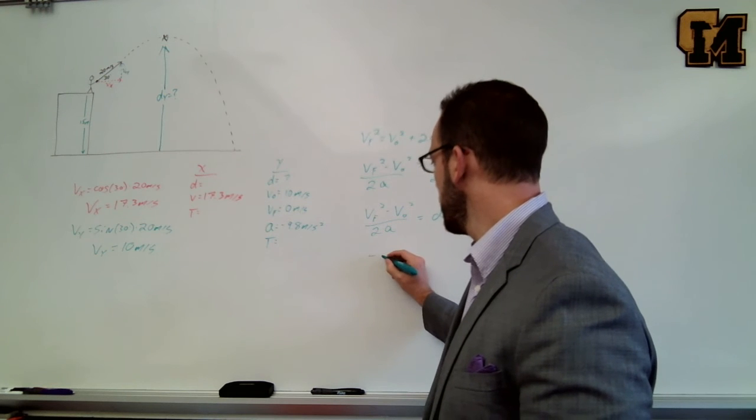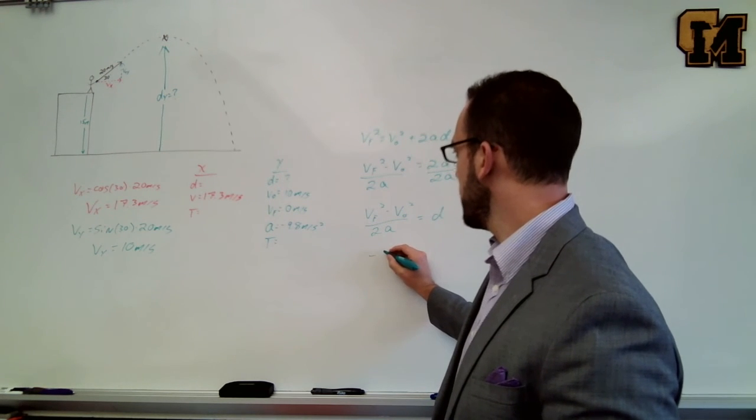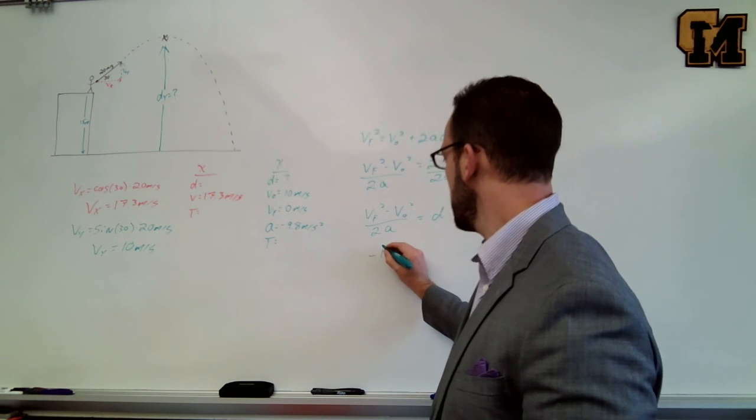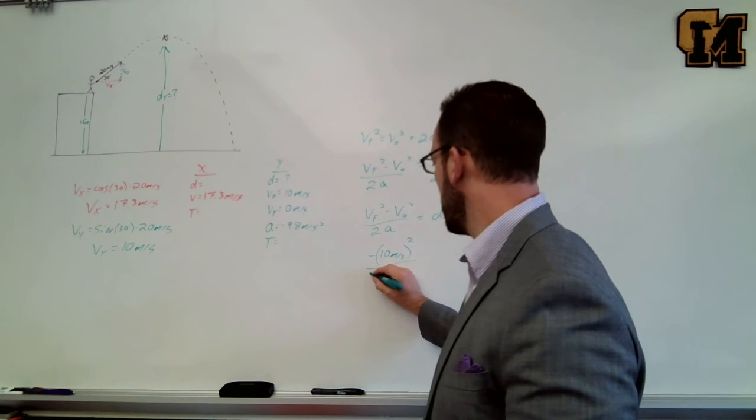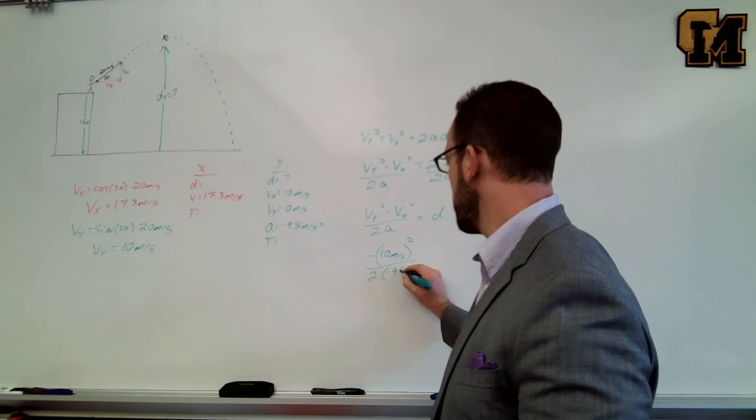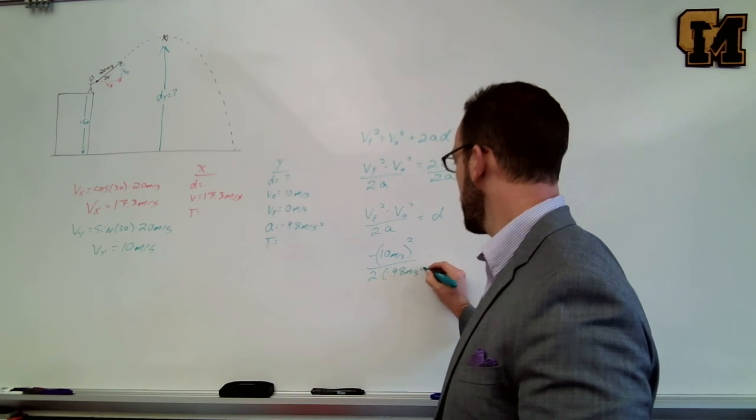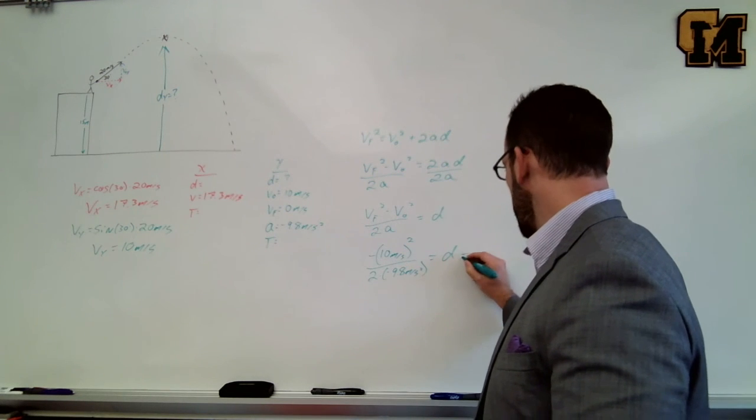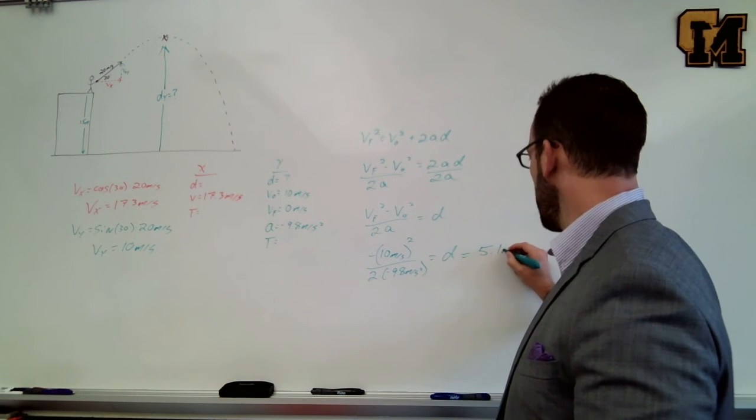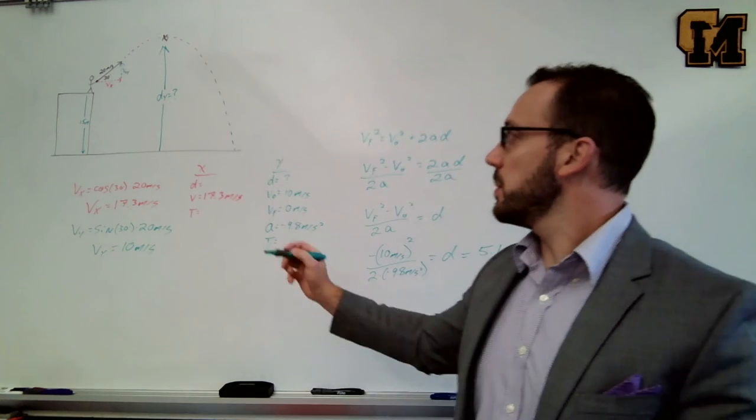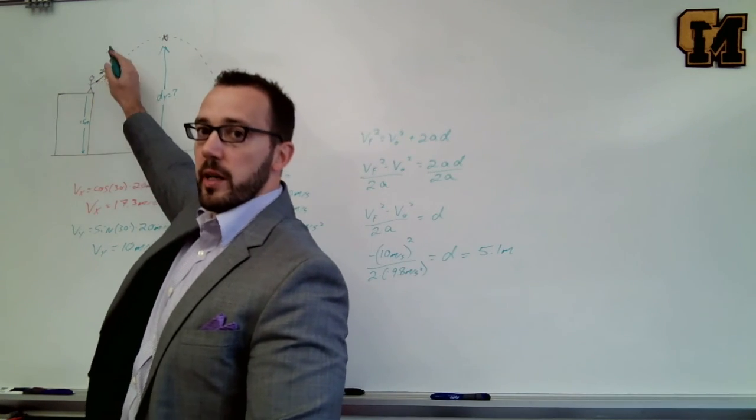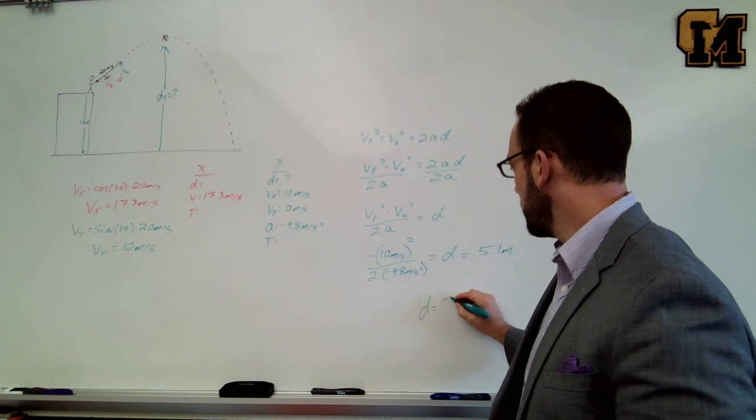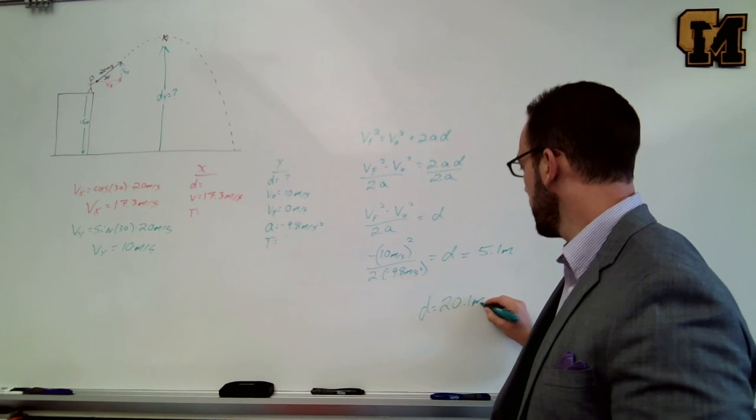VF was 0, so that leaves me 0 minus V naught squared, which is 10 meters per second, squared, all over 2 times negative 9.8 meters per second squared equals D. And when I plug into my calculator, I will get 5.1 meters. That's how much higher it is from where it started. So if I add in the 15 meters of the building, the maximum height would be 20.1 meters.